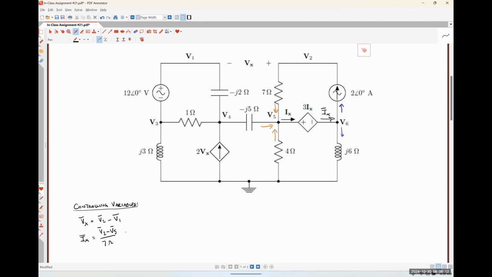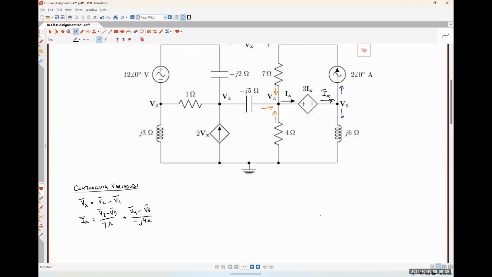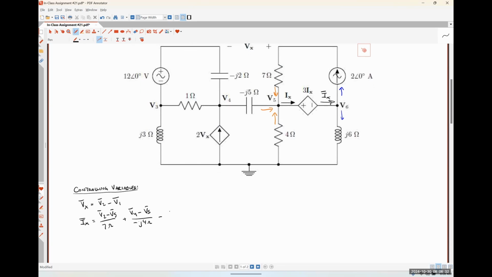And then my current flowing from left to right through my minus J5 ohm capacitance. So V4 minus V5 over minus J4 ohms, okay. And then my current flowing up through the 4 ohm resistor. Negative V5 over 4 ohms. Absolutely correct. If we're applying KCL at node 6, what's my current flowing up through the current source?